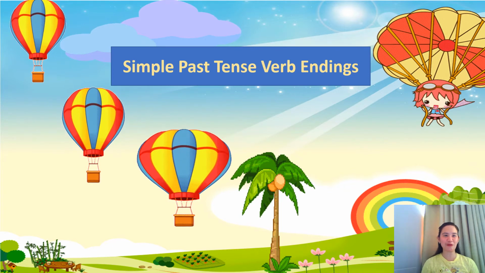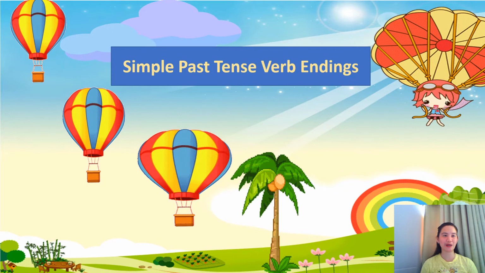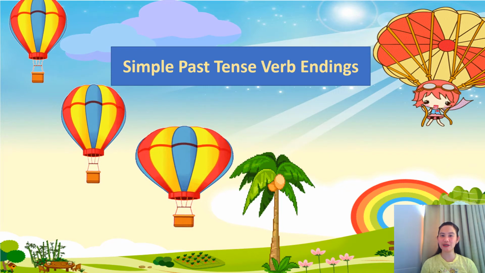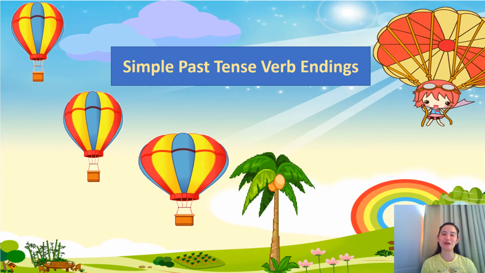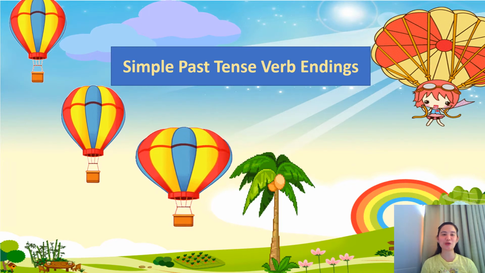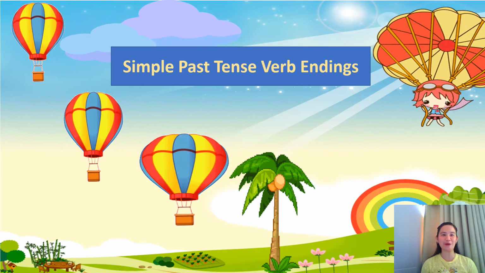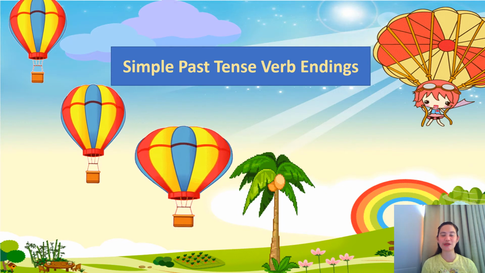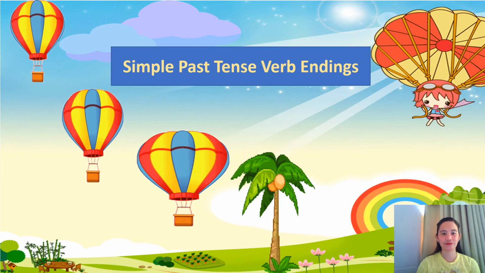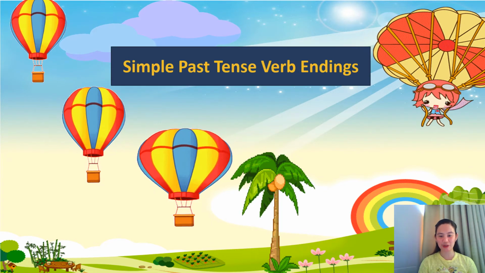ED at the end of the word signals something has happened. It is easy to spell, but did you know that the suffix ed has three ways to pronounce? That's why some of the speakers find it confusing on what sound to use when encountered with the words that end with ed. In this video, we will discuss the rules on knowing what sound to use when reading words that end in ed. We have simple past tense verb endings as our topic today.